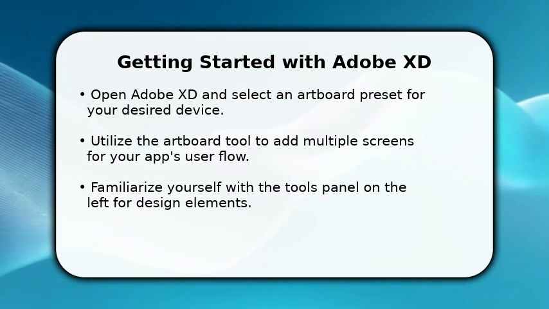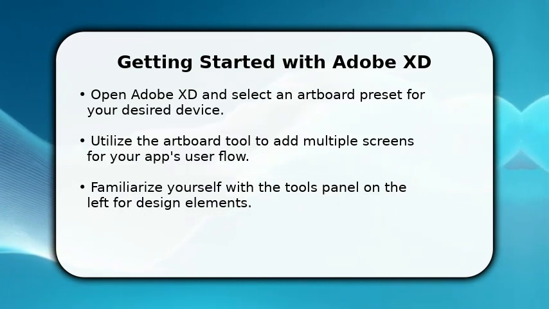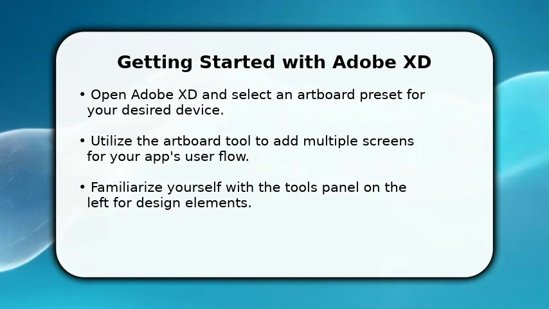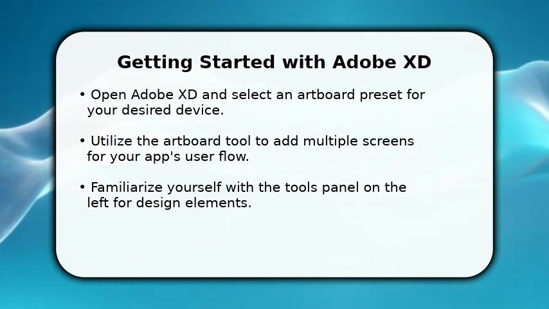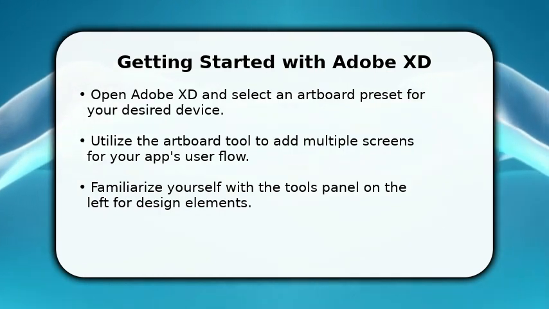In this video, I will explain how to create an app in Adobe XD. First, launch Adobe XD and choose an artboard preset like iPhone 12 or Web 1920. This sets up your initial screen. Then, use the artboard tool to add more screens, mapping out your app's journey. Get comfortable with the left-hand Tools panel. It's where you'll find everything from shapes to text. This foundational step is crucial for a smooth design process.